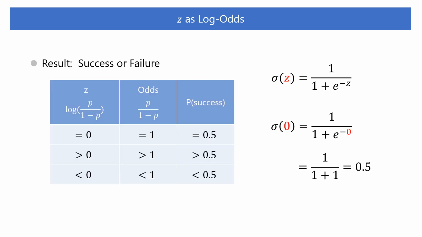So, if we assume the result consists of success and failure, we can regard the meaning of a z value as the following. When z is 0, the odds are 1 because it means e to the power of 0 equals 1, meaning the probability of success is 50%. A positive z indicates odds greater than 1, favoring success, while a negative z indicates odds less than 1, favoring failure.